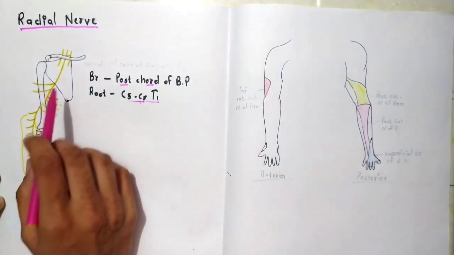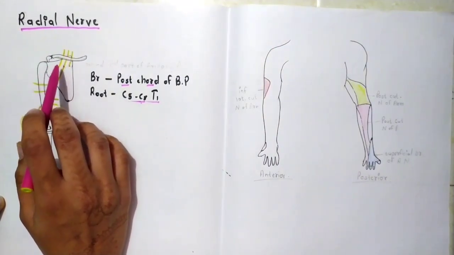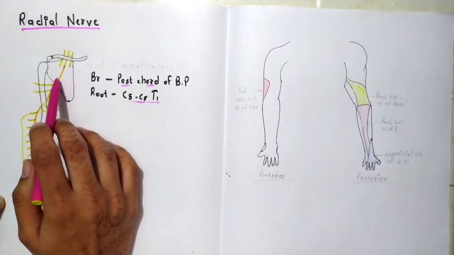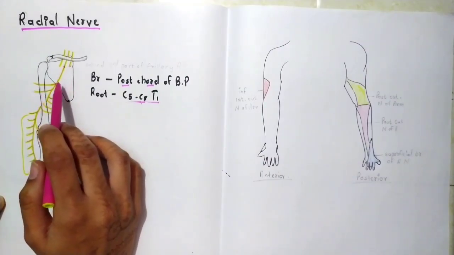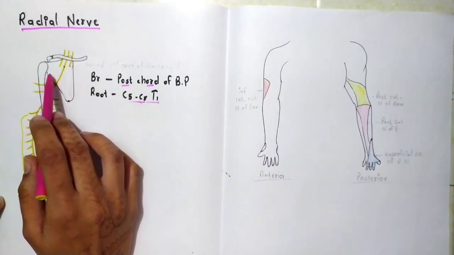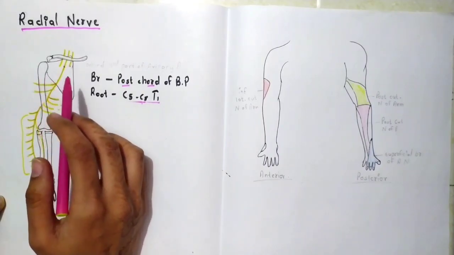So you can see in this diagram that the radial nerve originates from the posterior cord of the brachial plexus. Then it runs downward and enters the lower triangular space, which is an intermuscular space, and I have already uploaded a video on intermuscular spaces. You can also go and watch that video.